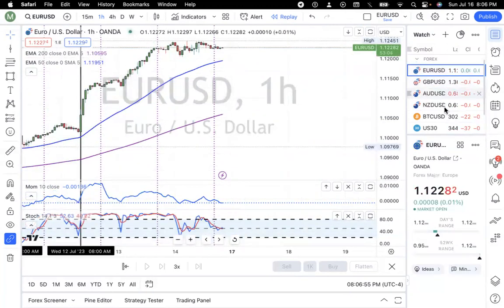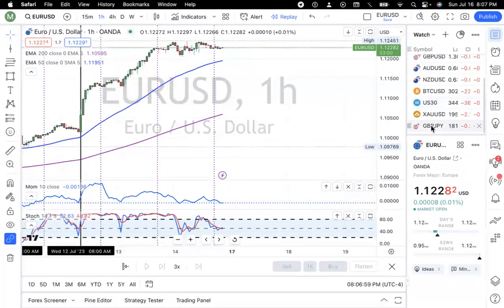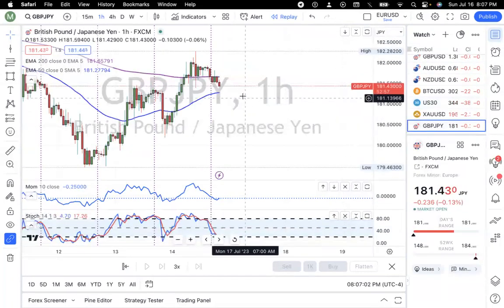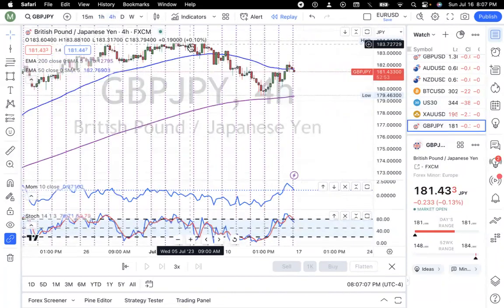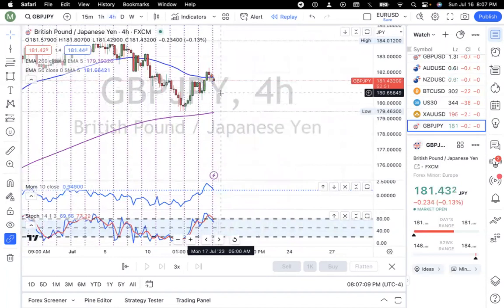Y'all know my focus recently has been the USD pairs. But if you trade anything else, you can look at the JPYs, you can look at the AUDs. Look at this beautiful sell opportunity. So beautiful. Look at this crossover. It's just so wonderful. Like once you see it, you can't unsee it, y'all. You just can't unsee it.